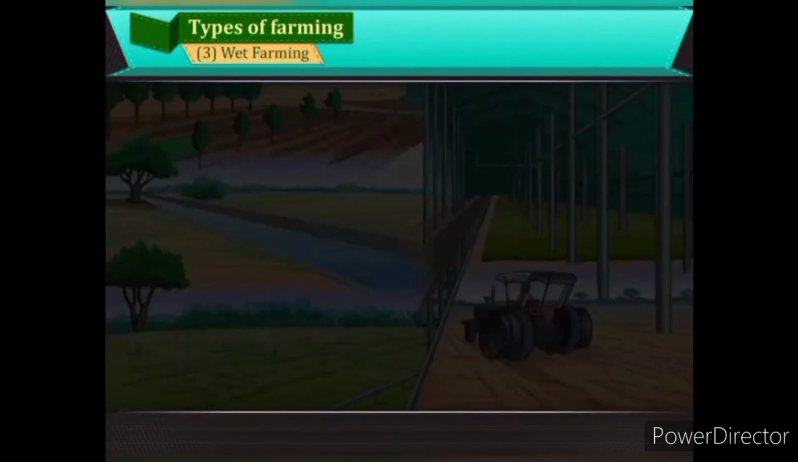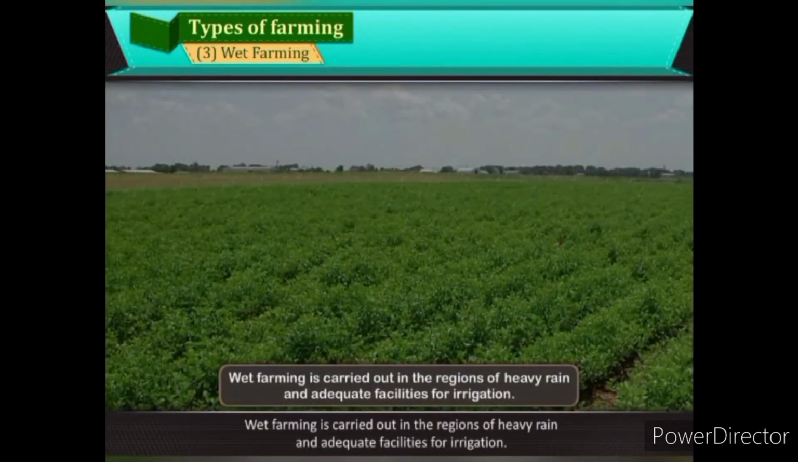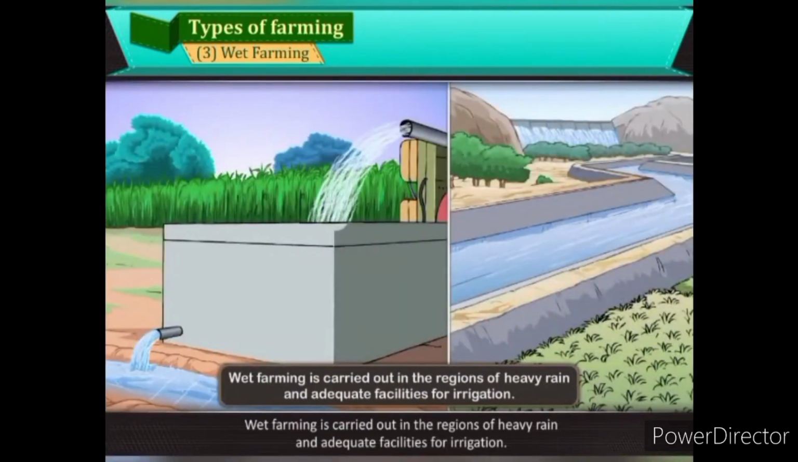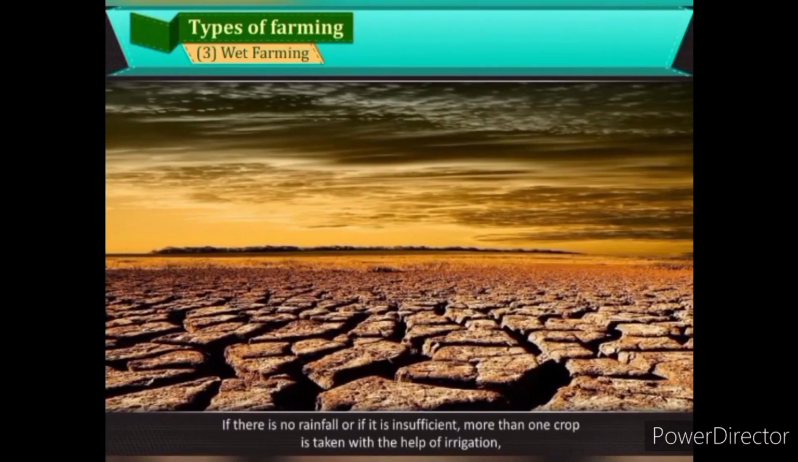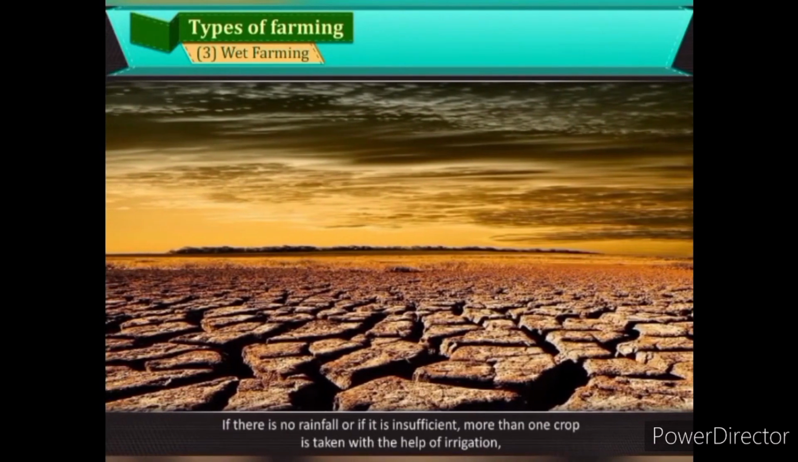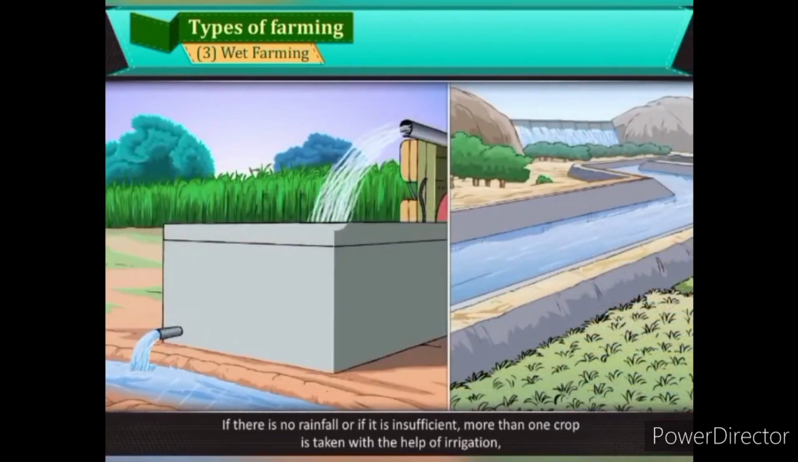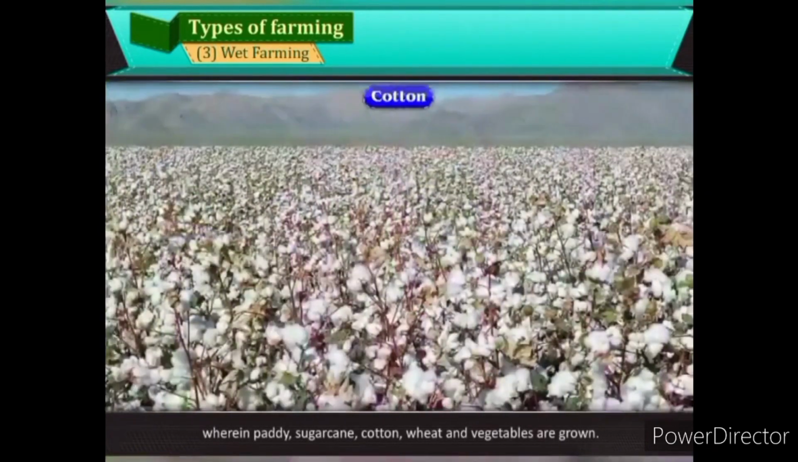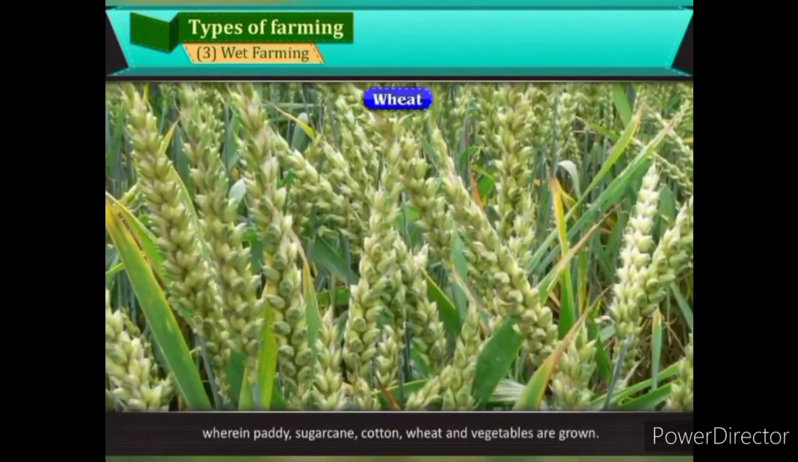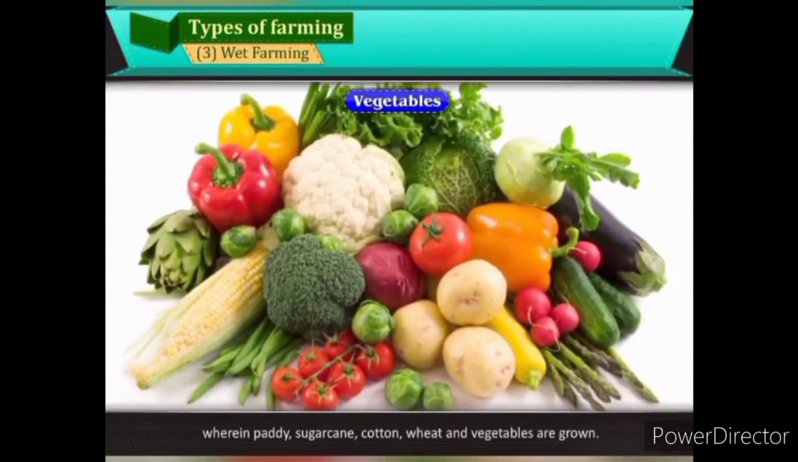Wet farming. Wet farming is carried out in the regions of heavy rain and adequate facilities for irrigation. If there is no rainfall or if it is insufficient, more than one crop is taken with the help of irrigation, wherein paddy, sugarcane, cotton, wheat, and vegetables are grown.